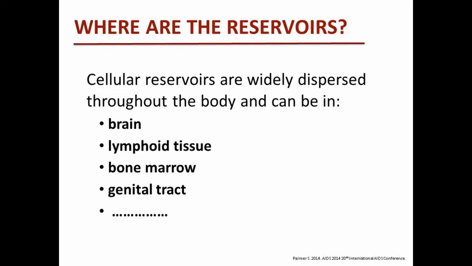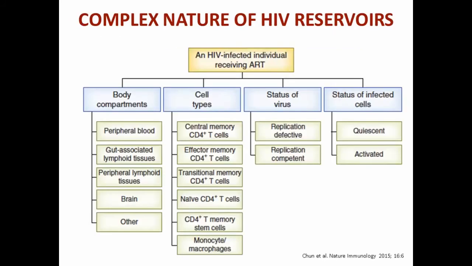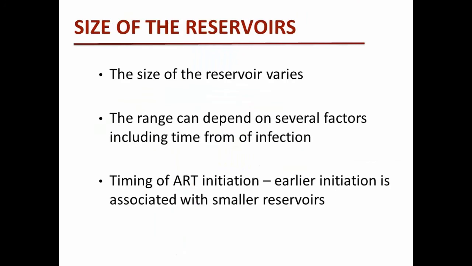But where are the reservoirs? As I mentioned, reservoirs are dispersed throughout the body. They can be in the brain, in the lymphoid tissue, in the bone marrow, in the genital tract. And the nature of the reservoir is very complex, because you can have a number of cells with different phenotypes that are actually infected by the virus and do not show any sign of the infection until the virus is produced.